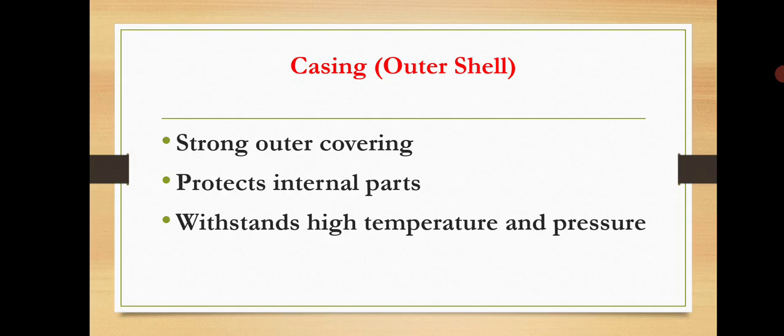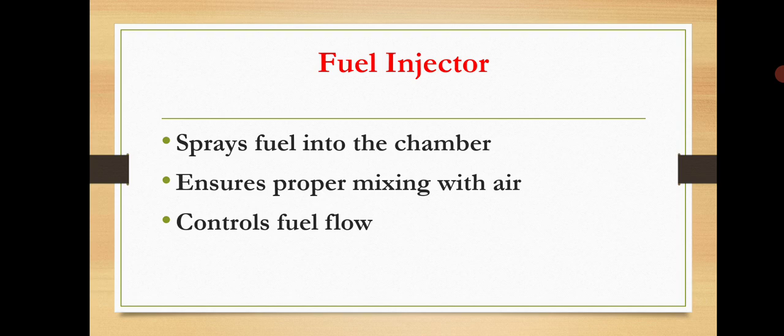To ensure safe and stable operation of the engine, the casing or outer shell is the strong outer covering of a combustion chamber or engine. It protects the internal components from damage and keeps them properly enclosed. It is specially designed to withstand very high temperature and pressure produced during combustion, ensuring safe and efficient operation of the engine.